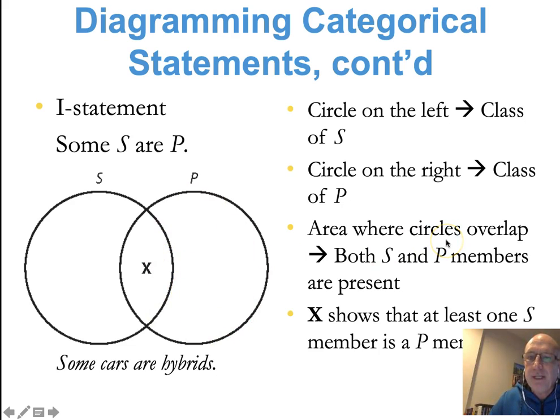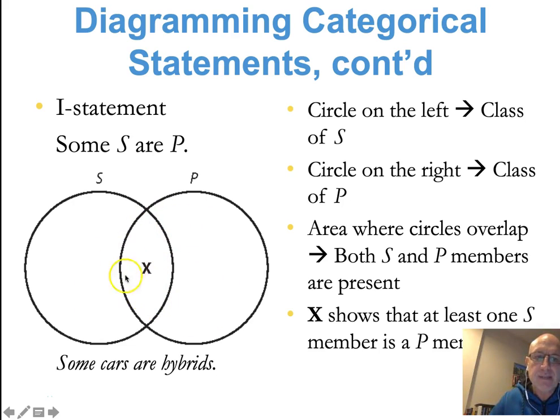And so the area where the circles overlap, those highlight or show us that both S and P members are present. And so we put an X where those circles overlap to show that at least one S member is a P member. So some cars are hybrids. Now remember, this is an I statement, a particular affirmative. It's not a universal affirmative. It's not saying that all cars are hybrids.